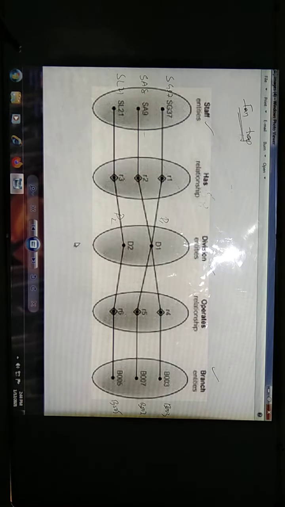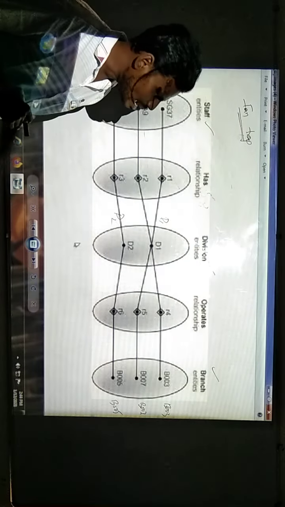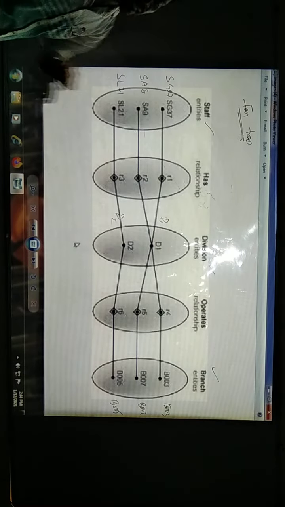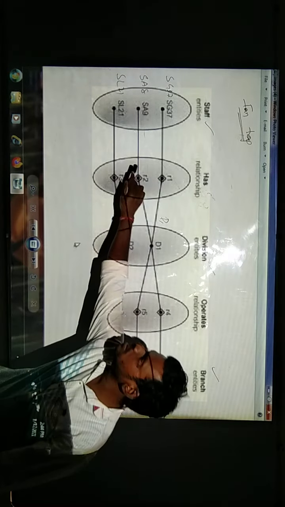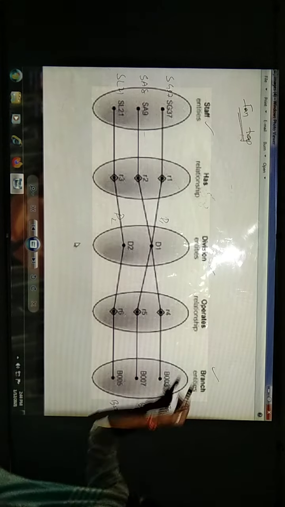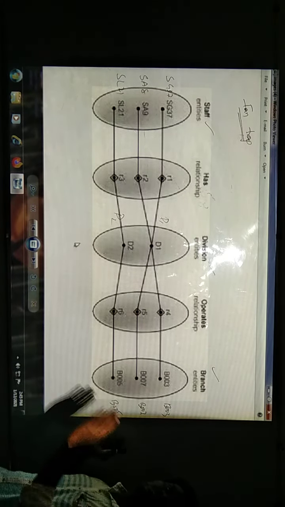So there is no confusion, but still, if you are asking the question, SG37 works for which branch, could you answer? I will say no. Why? Because SG37 is working under the division called D1 and SA8 is also working for the division called D1. Now, when I am going for the SG37 branch, how could I manage? It is impossible. Because when we are making a relationship between the first entity to the second entity and then the second entity to the third entity, there will be an ambiguity.